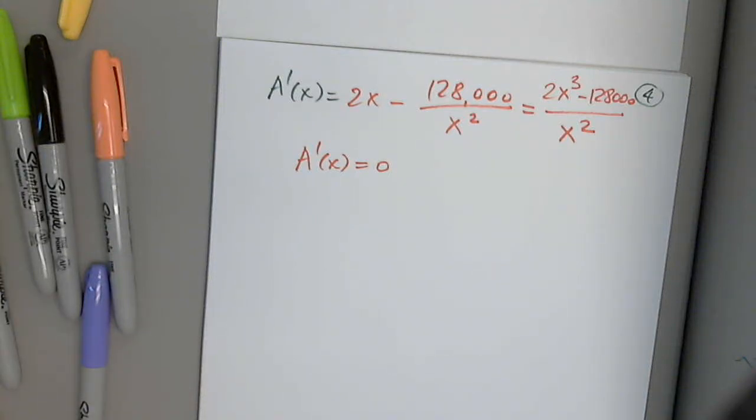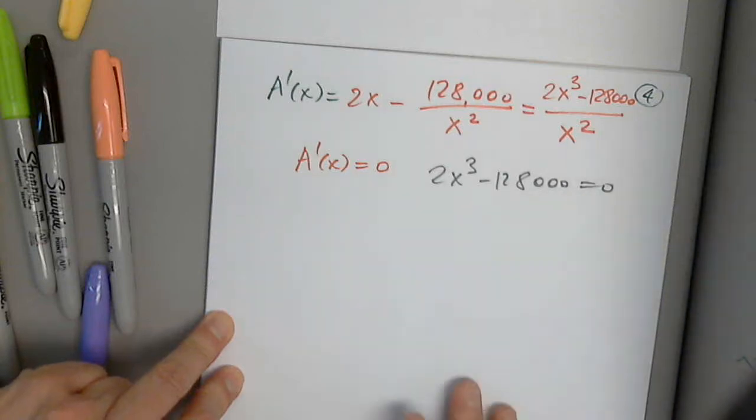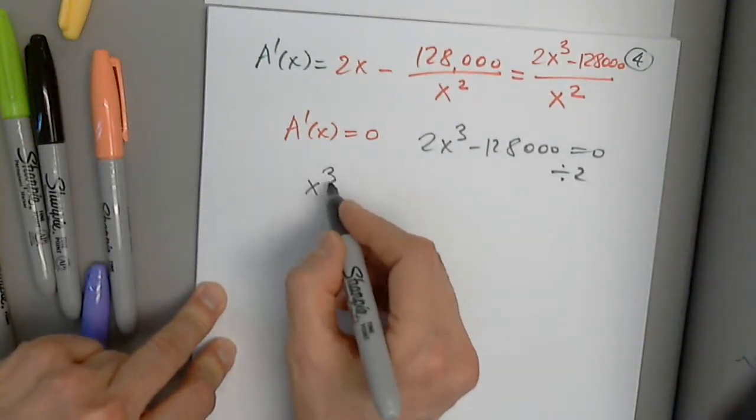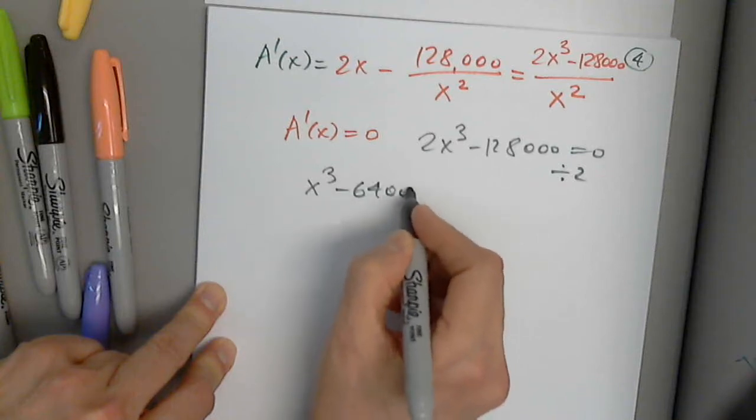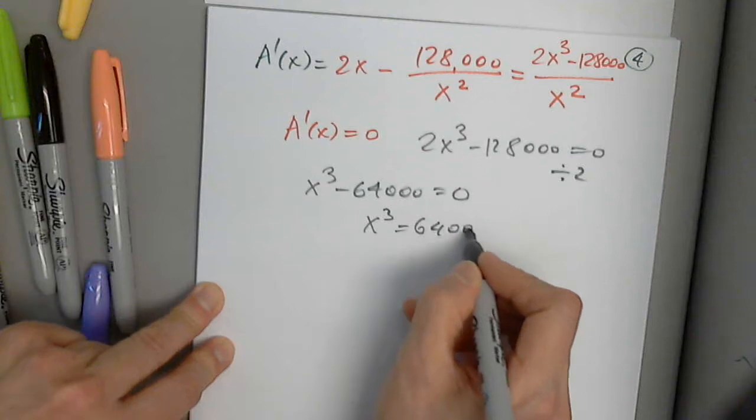When is a fraction 0? Let's see what it is. Excellent. So I have 2x cubed minus 128,000 equals 0. I'll, of course, first divide by 2. So I have x cubed minus 64,000 equals 0, or x cubed equals 64,000.